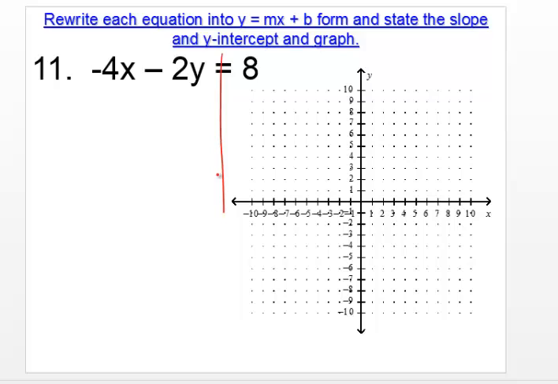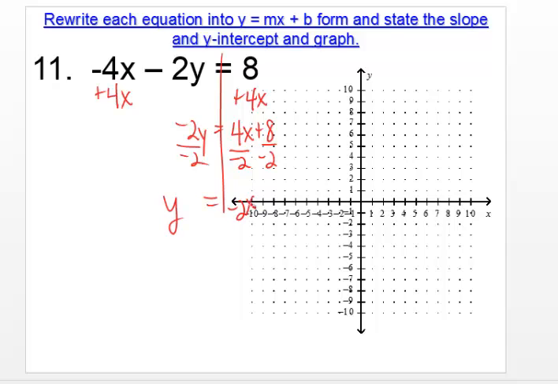We'll look at this next one. Let's solve for y. So I'll add 4x to both sides. Negative 2y equals 4x plus 8. I'll divide by negative 2 everywhere to get the y completely by itself. So I end up with y equals negative 2x minus 4. So my slope is negative 2 and my b is negative 4.